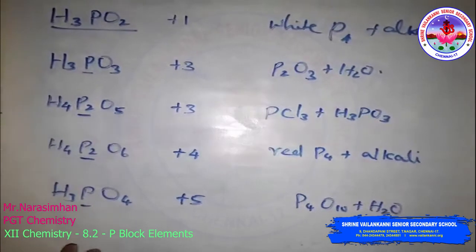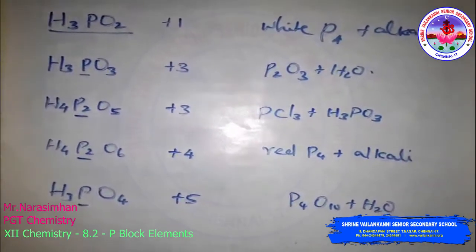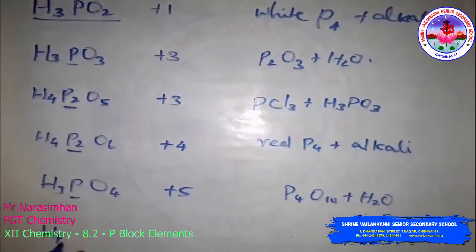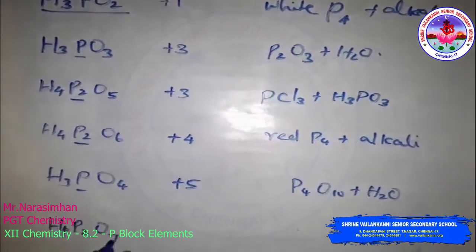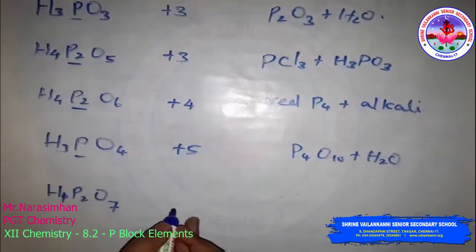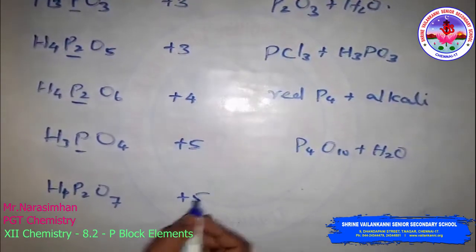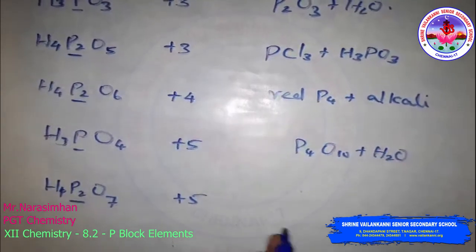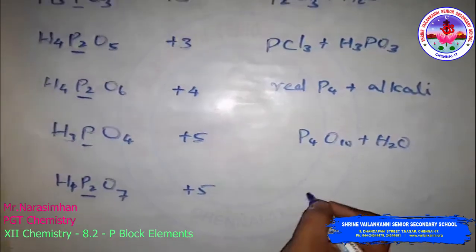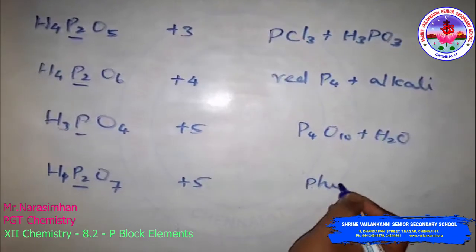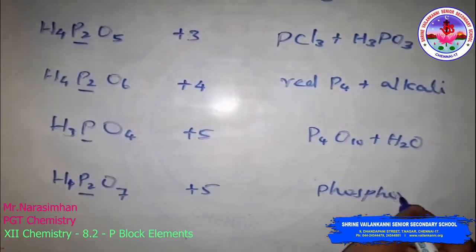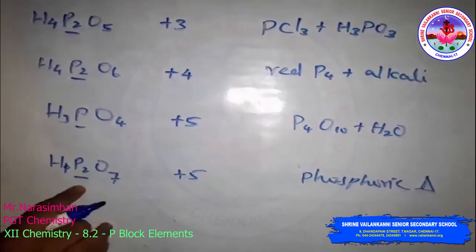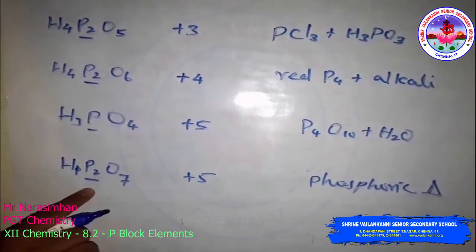And pyrophosphoric acid, H4P2O7. Here the oxidation state of phosphorus is +5, and the preparation method is heating phosphoric acid. When phosphoric acid is heated, you will get this pyrophosphoric acid.